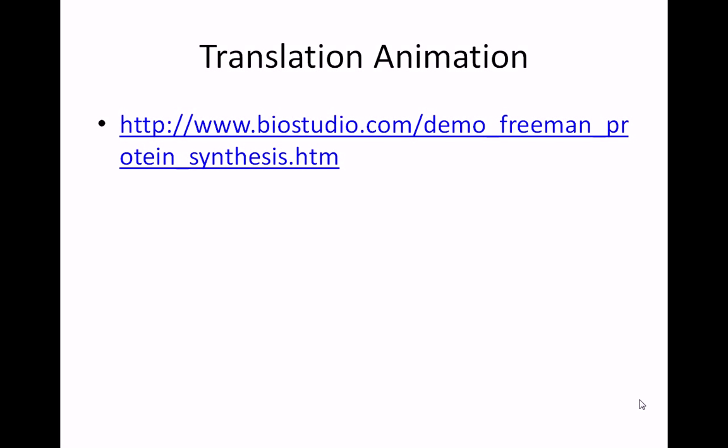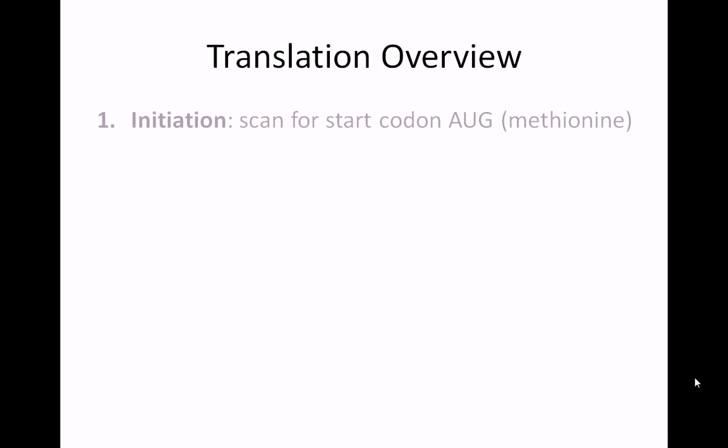The webpage here contains a thorough animation of translation, which you can view at your own pace. From the animation, you should come away with a fundamental understanding of the steps involved in translation. We will review these steps briefly here. Translation starts with initiation, in which the ribosome scans for the start codon AUG, which codes for the amino acid methionine. The elongation phase is a cycle.